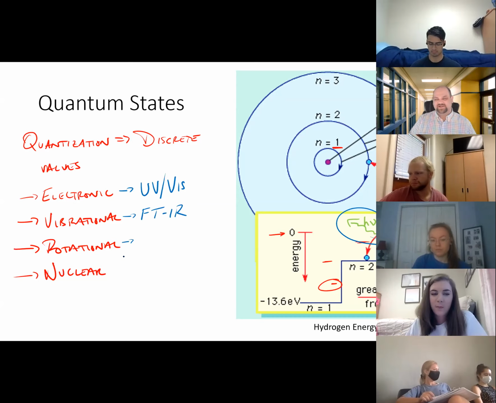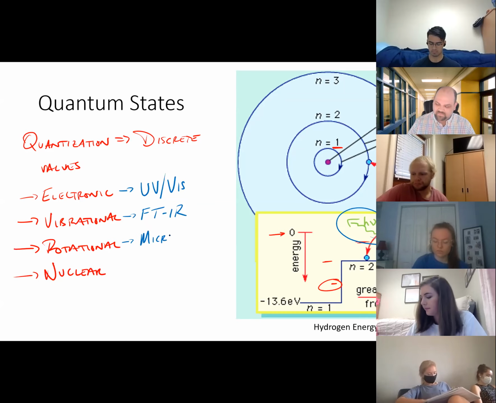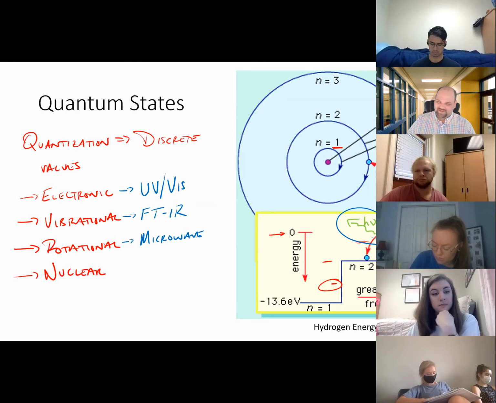For rotational transitions, these are very low energy, right? But they're still meaningful, and they still contribute to the overall energy of the molecule. We measure these using microwave spectroscopy. This is what my wife did her PhD thesis on, microwave spectroscopy, rotation of molecules.